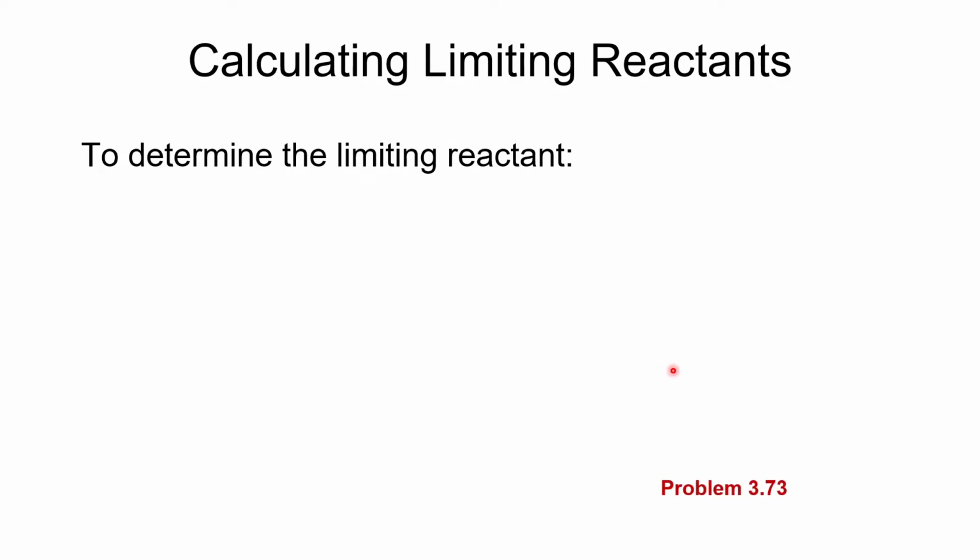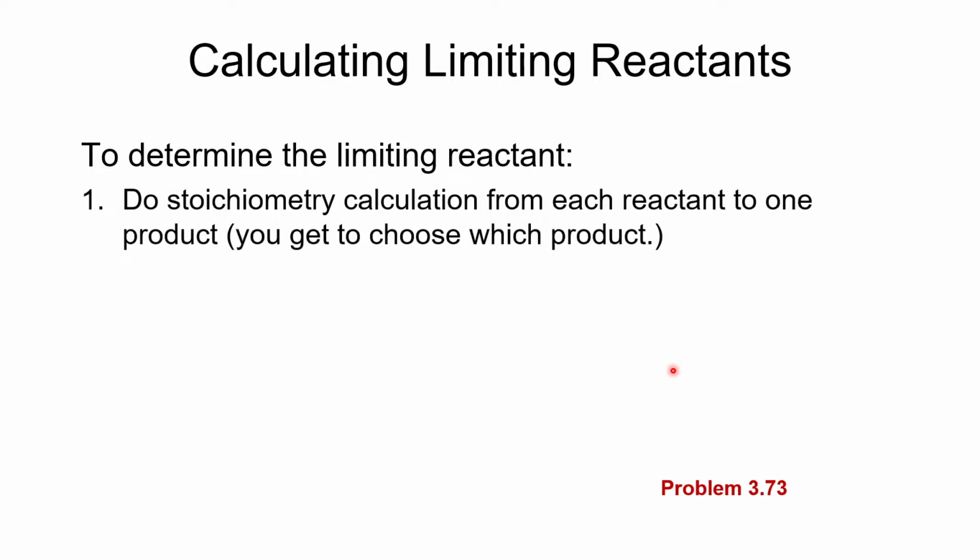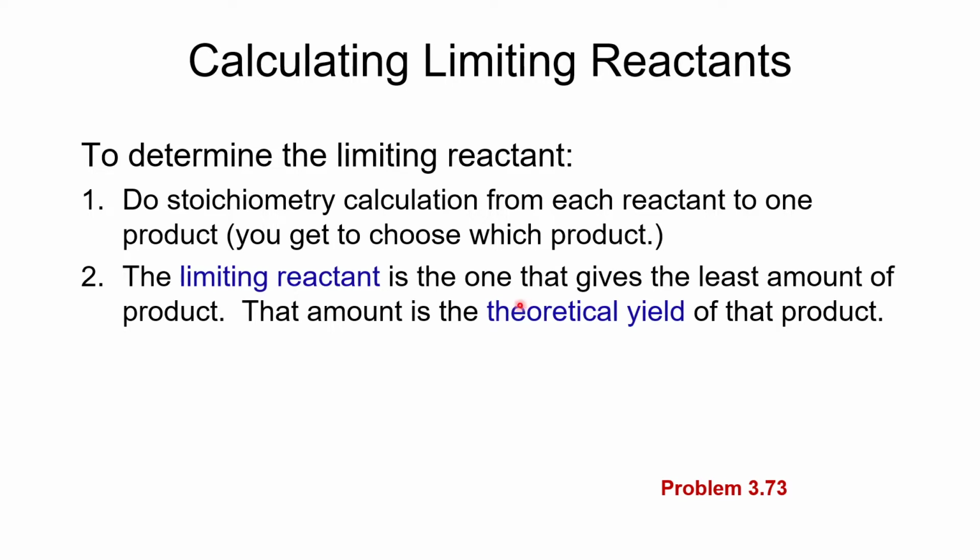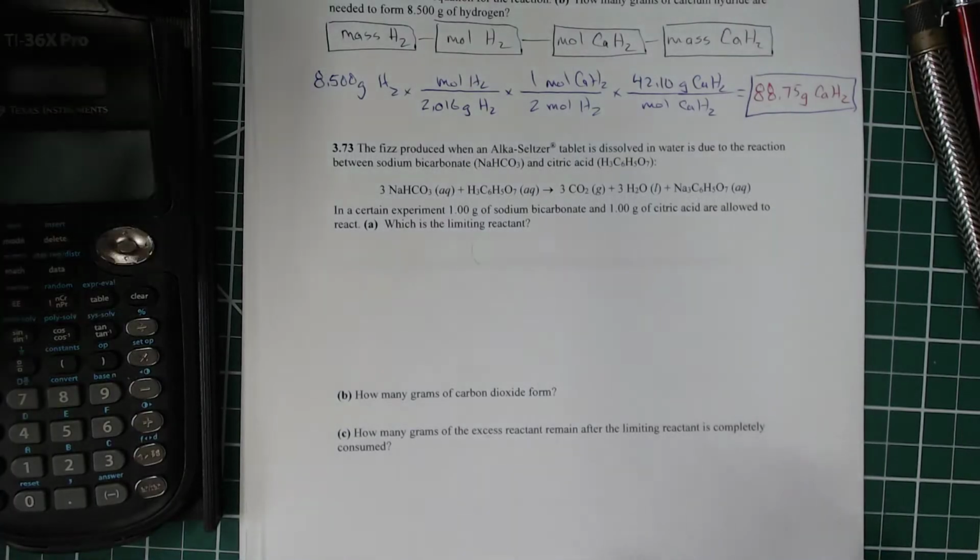So, in order to determine the limiting reactant, we need to do a couple of stoichiometry calculations. We'll do the stoichiometry calculation from each reactant to one product. The good news is you get to choose which product it is. And often that choice will be pretty simple because it will make sense which one you should choose. In addition to that, the limiting reactant is going to be the calculation that gives you the smallest amount of product. The amount that you get is going to be the theoretical yield of that product. So you just do the calculation, and that will give you your theoretical yield by looking at which one gives you the smallest amount.